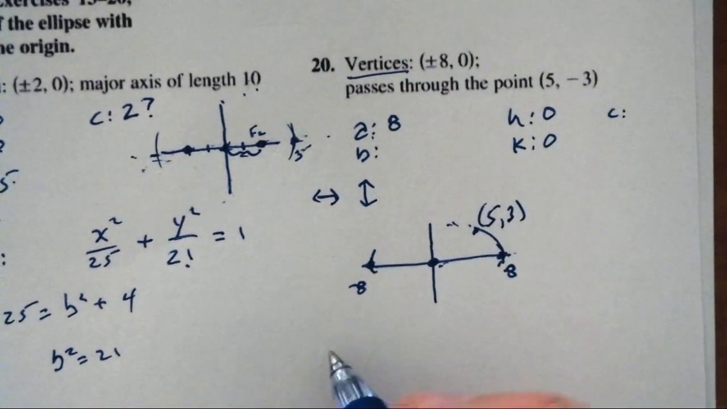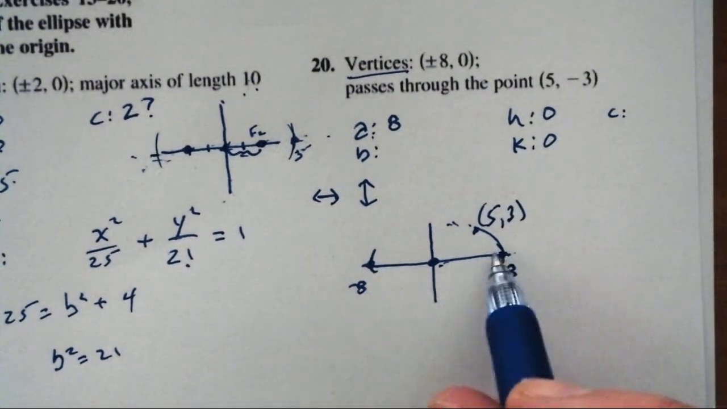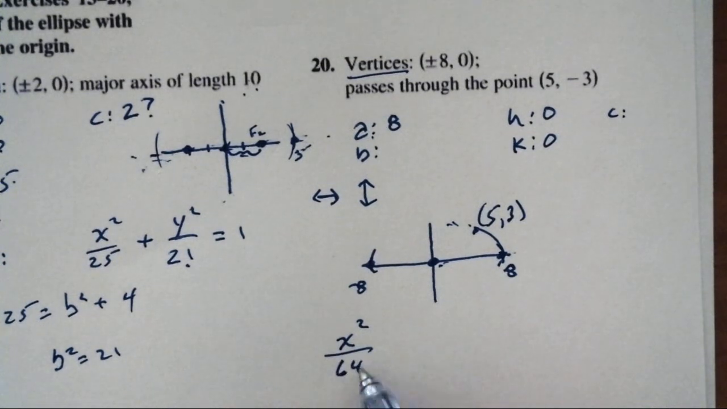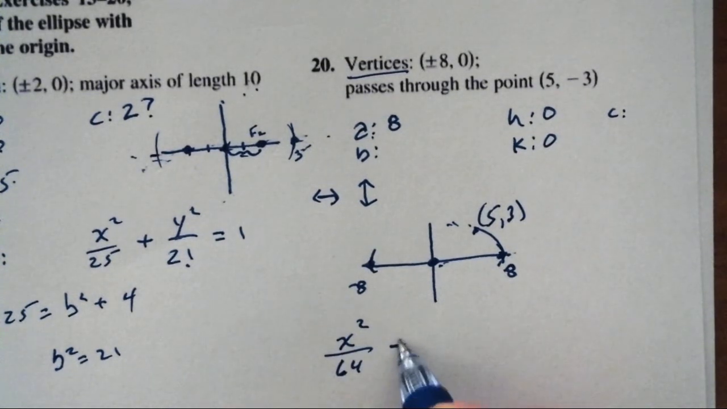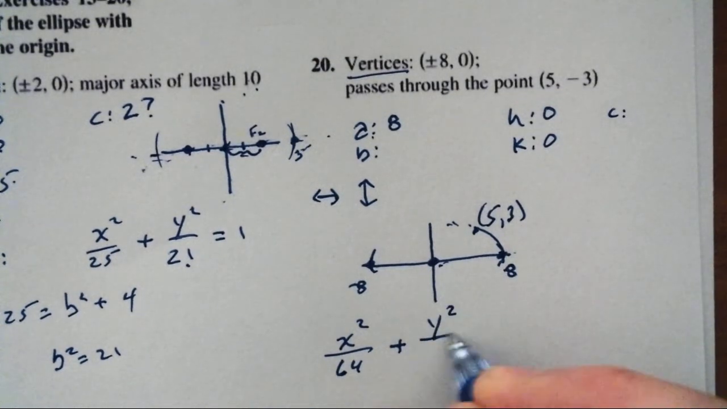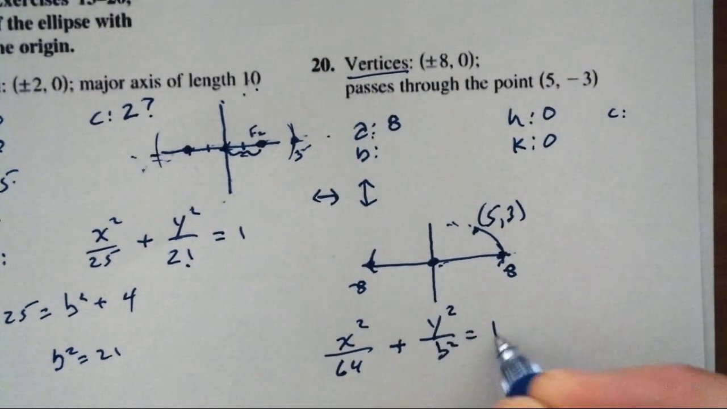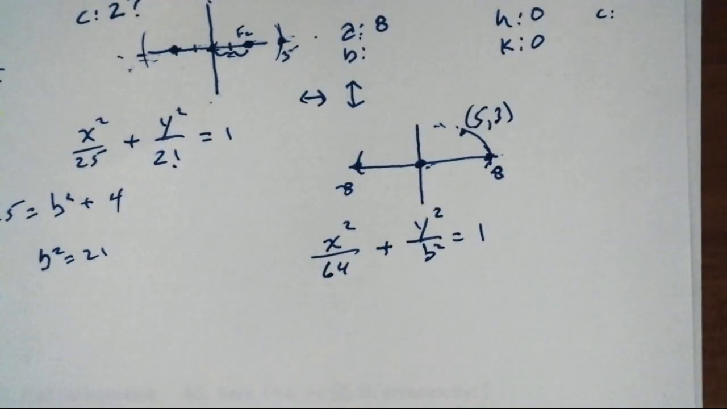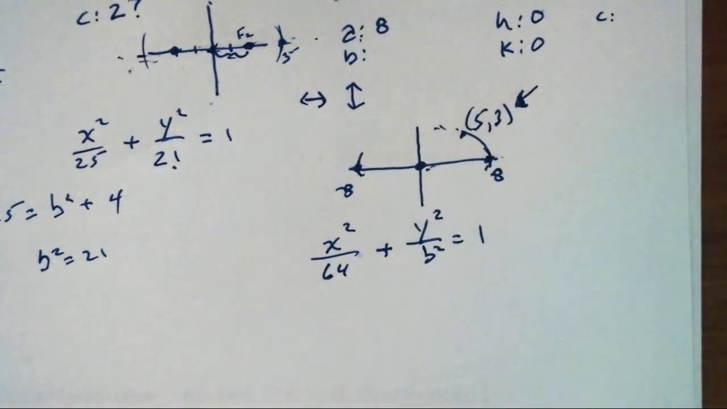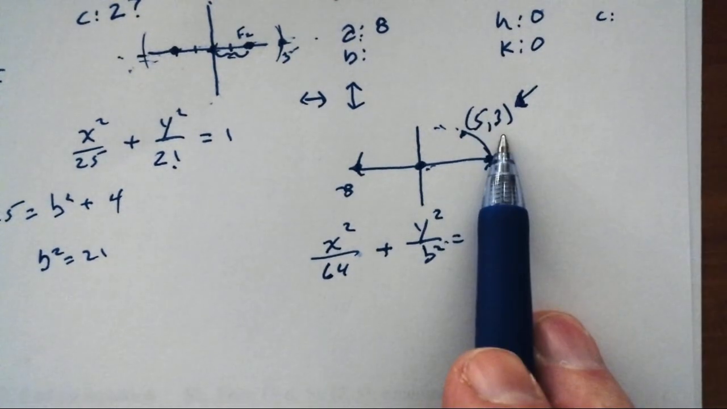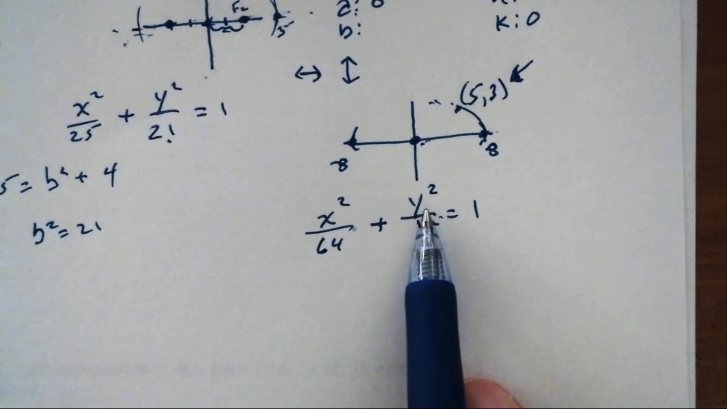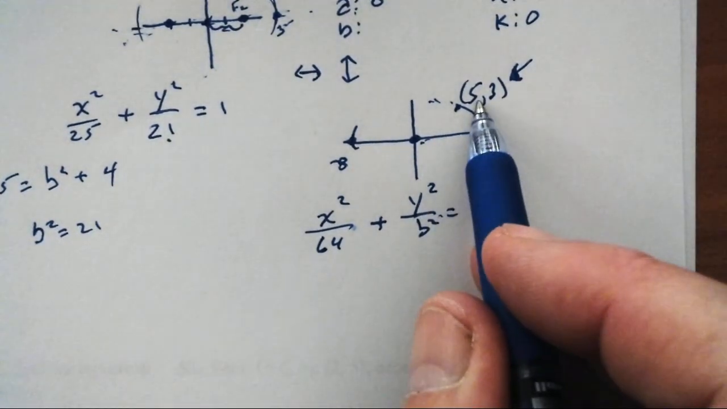So what do we have so far? We have x minus 0 squared on 8 squared, 64, plus y minus 0 squared on b squared, I don't know, equals 1. But we have a solution point that's not on an axis. And with that solution point, I can put that in and solve. It's not going to be the prettiest answer, but let's see what we get.